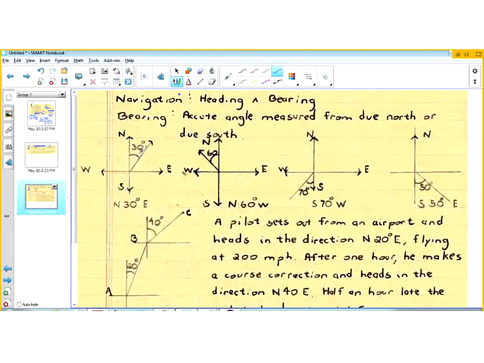So in this case, for this particular problem, the bearing is 30 degrees. The acute angle, okay, so you have this angle right here. Okay, so here you have a terminal side of an angle, and so the acute angle formed between this ray and due north is 30 degrees. Here in this case, if you have a ray like here, suppose you're traveling on this trajectory with respect to the cardinal directions. So in this case, your bearing is 60 degrees. Here you have a bearing of 70 degrees.